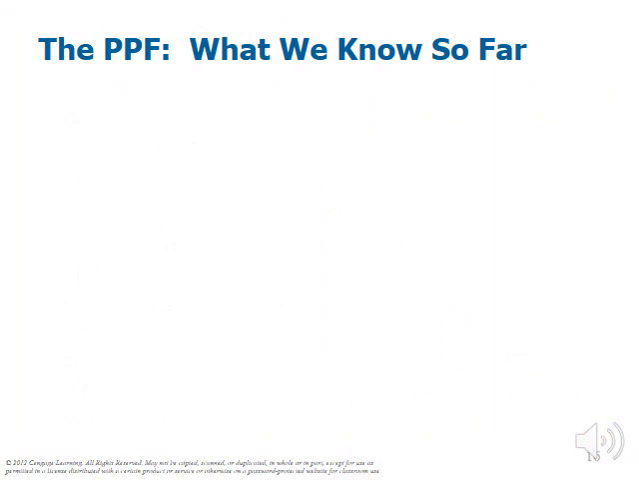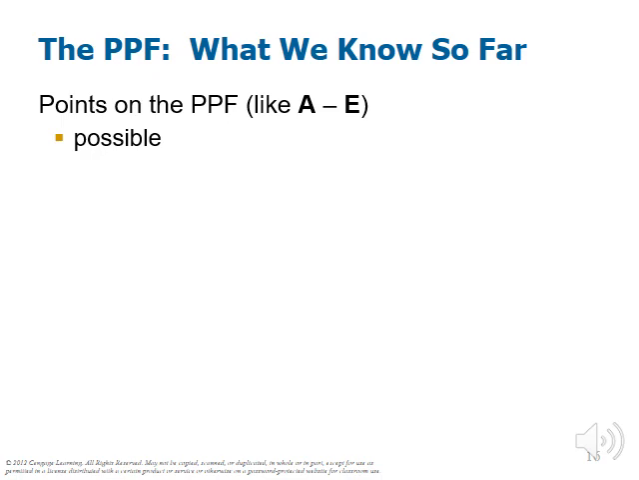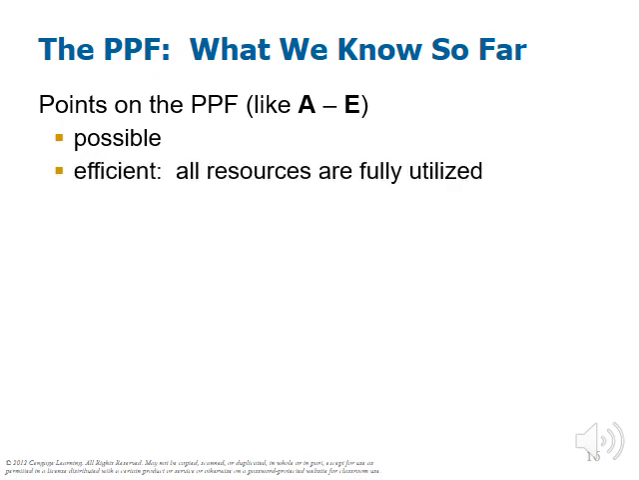What do we know so far about the PPF? Well, points on the PPF, like A and E, are on the line. And being on the line, they represent combinations of output that are not only possible, but also efficient. Why efficient? Because we're using all of our available resources.